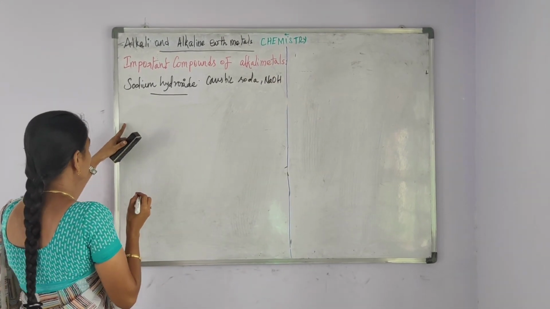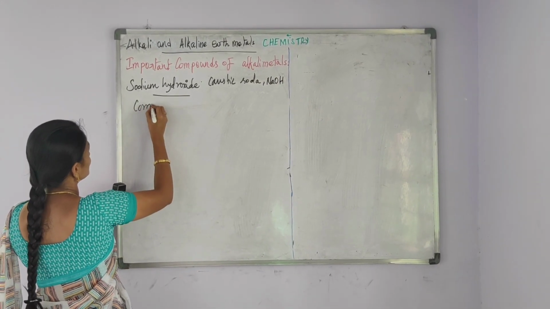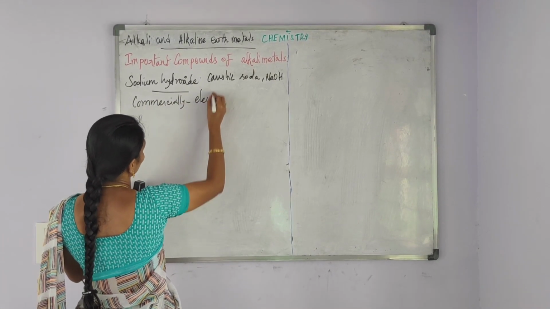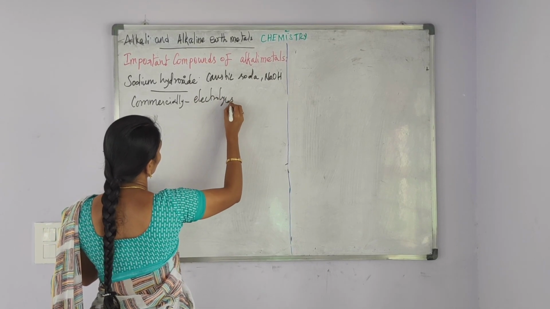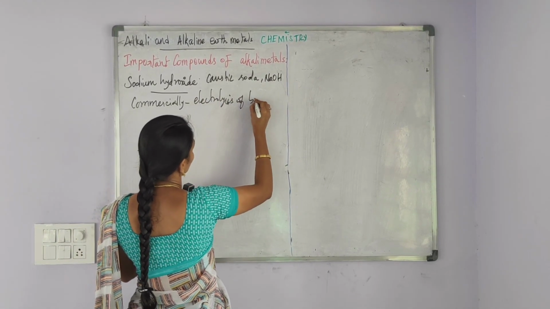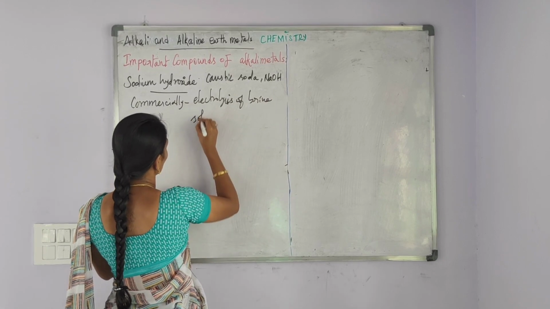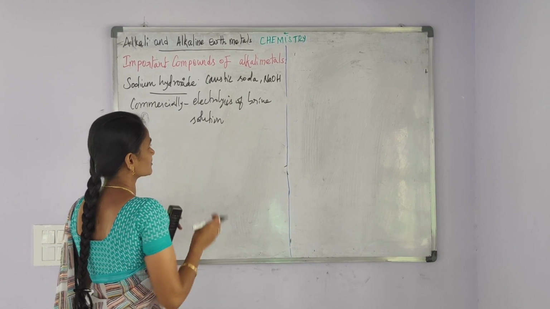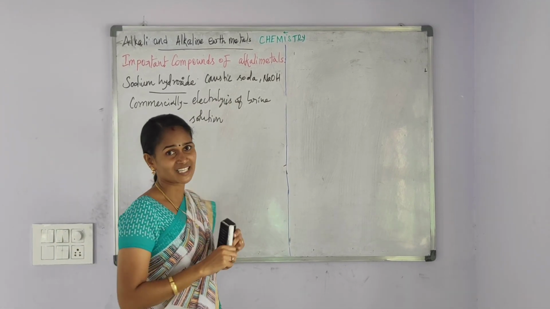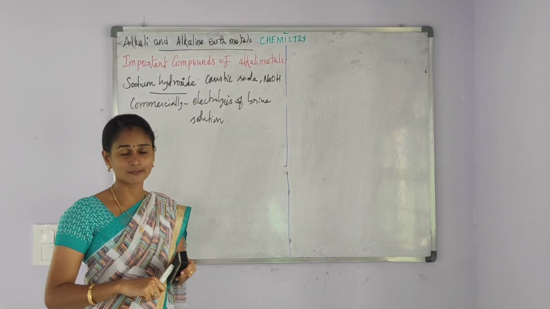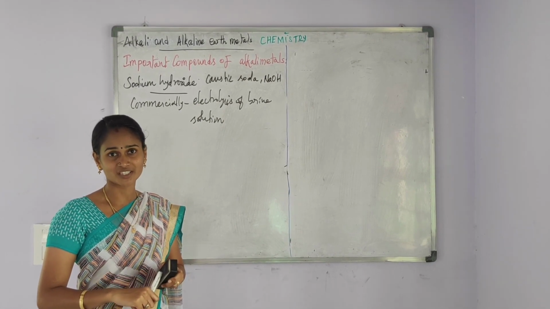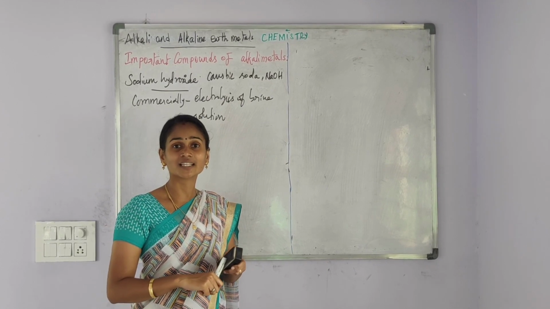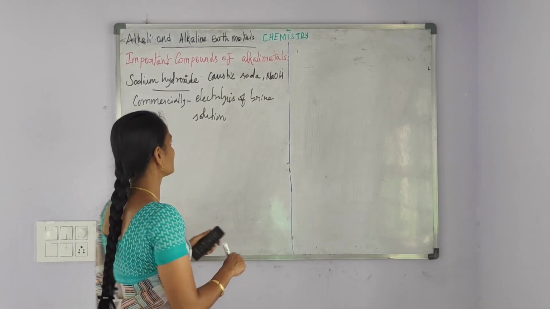Now, preparation of sodium hydroxide. Sodium hydroxide is commercially prepared by the electrolysis of brine solution. In our previous class, we discussed brine solution. Brine solution contains a high concentration of the salt, that is sodium chloride, in water.